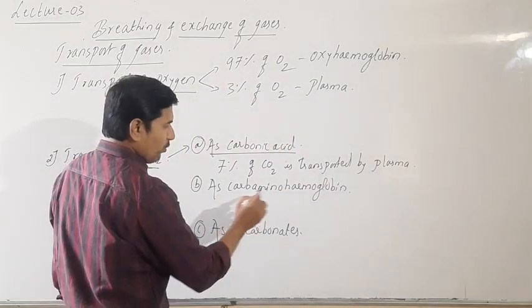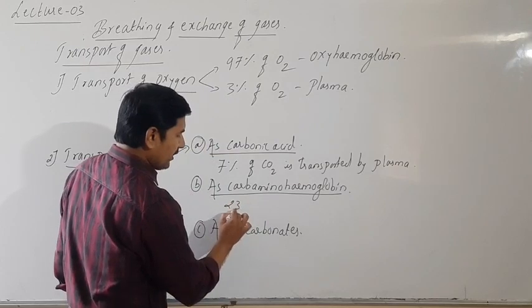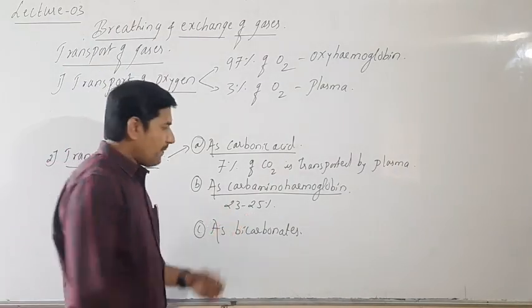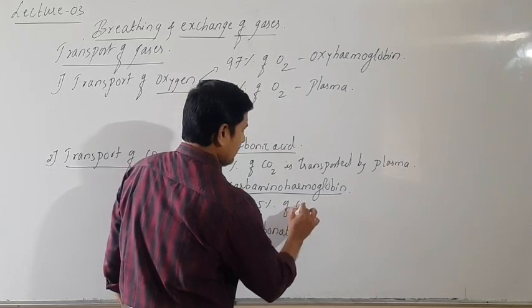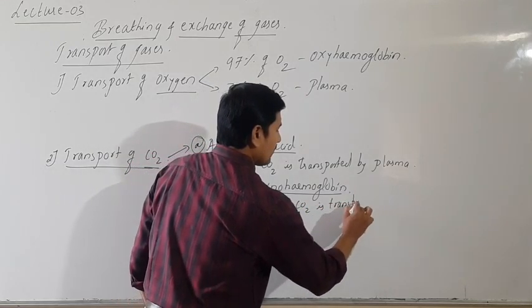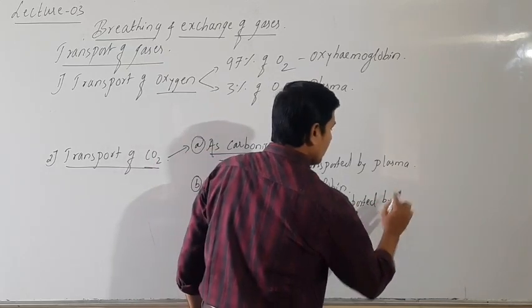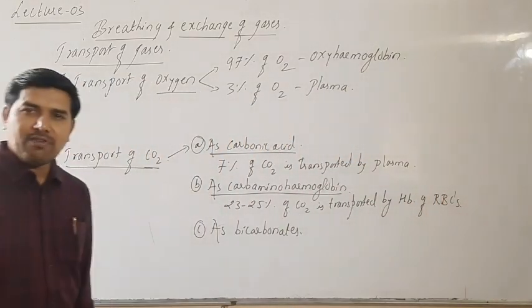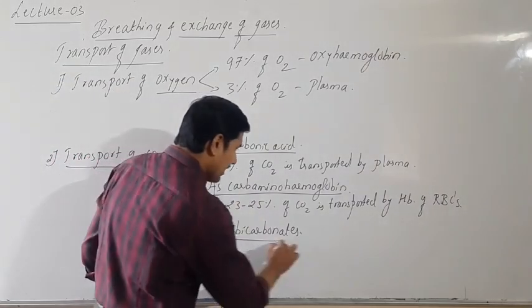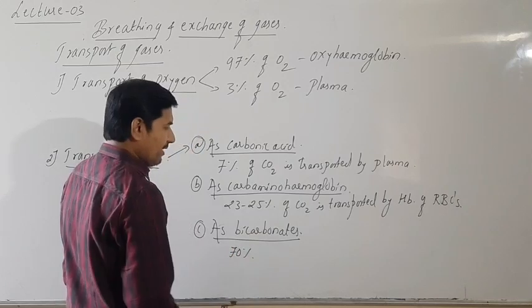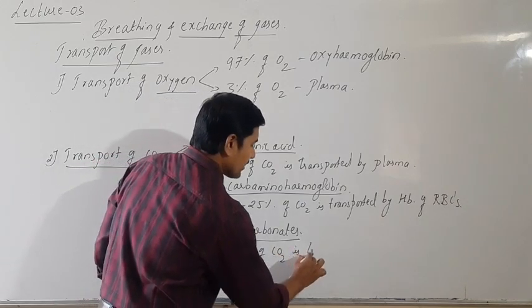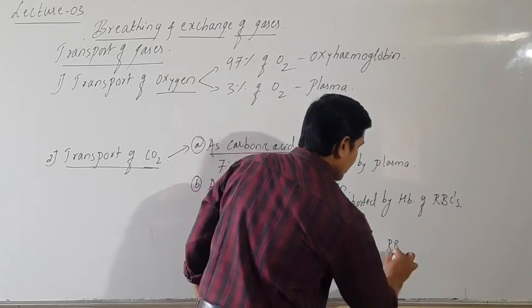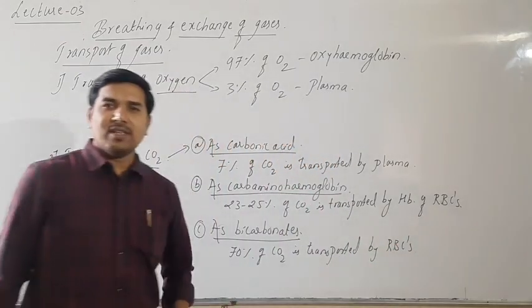As carbamino hemoglobin, around 23 to 25% of carbon dioxide is transported by the hemoglobin of RBCs, and as bicarbonates, the major part, 70% of CO2, is transported by RBCs. So this is how the gases are transported.